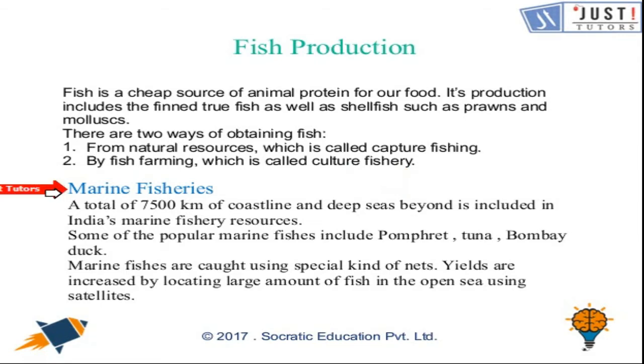Let's talk about marine fisheries. I hope you all might be aware that a total of 7,500 kilometers of coastline and deep seas beyond is included in India's marine fishery resources. Some of the popular marine fishes include pomfret, tuna, and Bombay duck. Marine fishes are caught using special kinds of nets. Catches are increased by locating large amounts of fish in the open sea using satellites or sometimes radars as well.